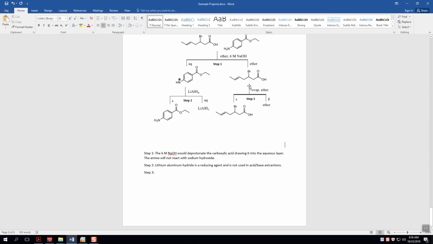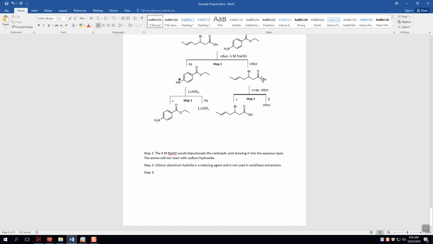In step 3, we have this molecule dissolved in ether, and we evaporate the ether, and we get our molecule back and our ether. Well, although this molecule would never be still in the ether if you added 6 molar sodium hydroxide, let's ignore that because it gets too complex if we have to consider every previous step on top of it. So let's just look at step 3 as its own thing.